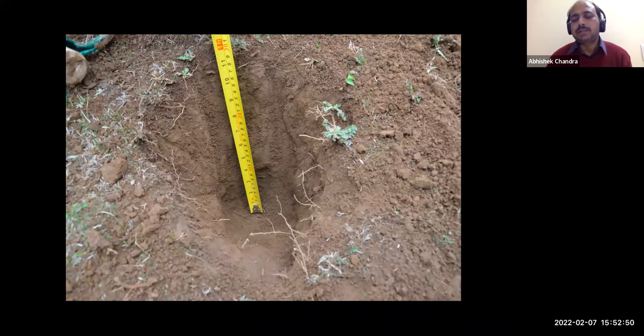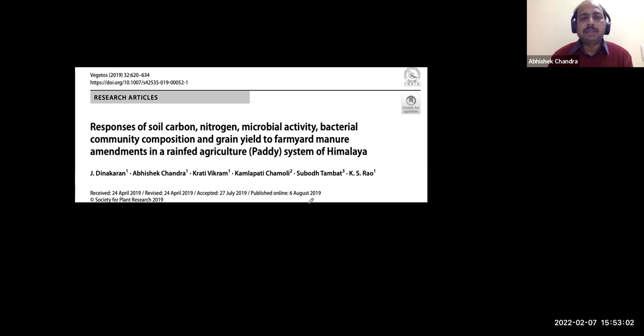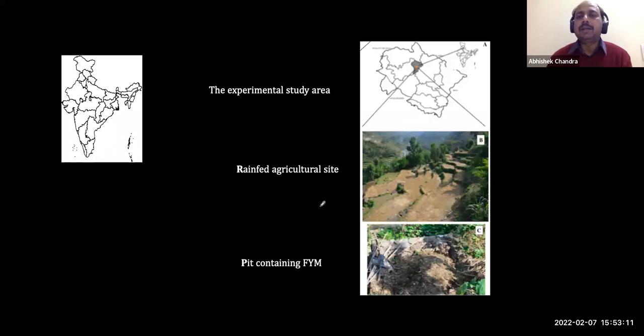Okay. So you can see here in this scenario, it will damage the agricultural field and the pasture land. So one experiment was also done on the response of carbon and nitrogen microbial activities, on the abundant composition in the paddy field in the Garhwal Himalaya. So we have done that. For the experimental site, we took the experimental study area, and it is rain-fed. And you can see in the third picture, the pit containing the farmyard manure.